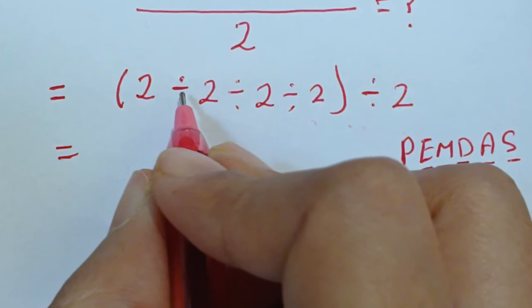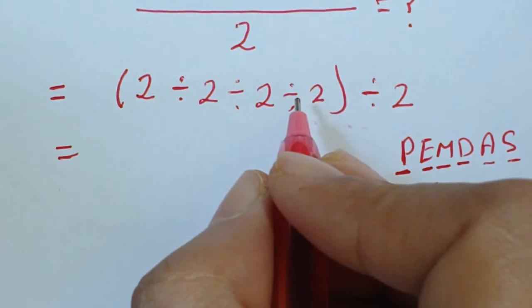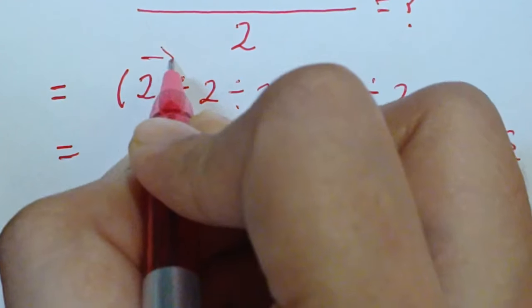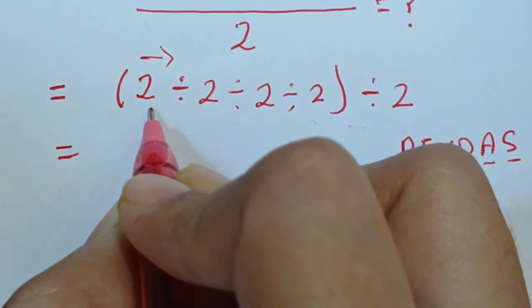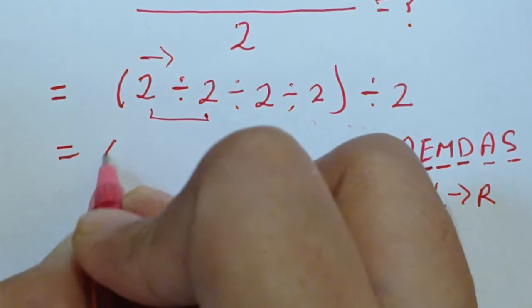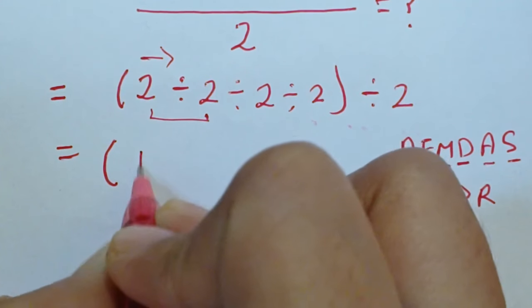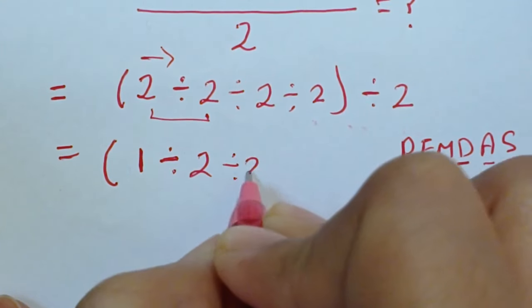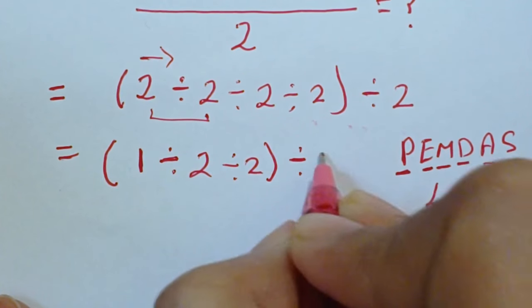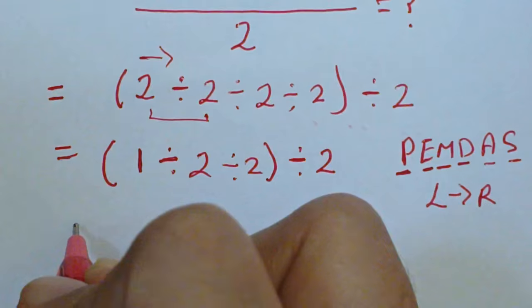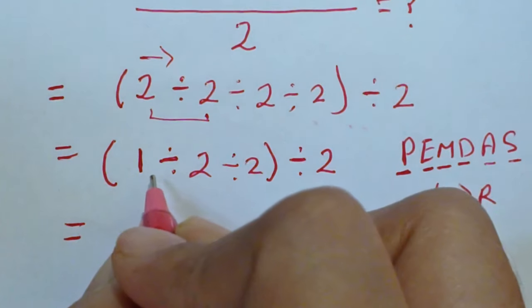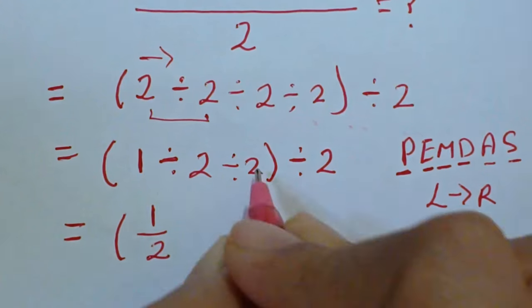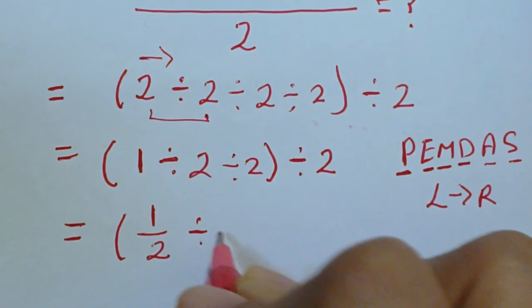In this you can see more than one division is there. If more than one division is there, go from left to right. So first solve this part. Bracket 2 divided by 2, which is 1, divided by 2, divided by 2. Bracket close, then divided by 2. Next, we can write this as 1 by 2, divided by 2.